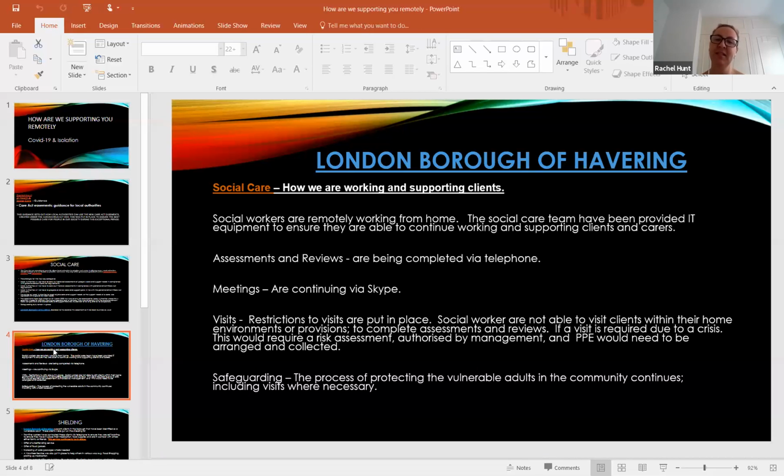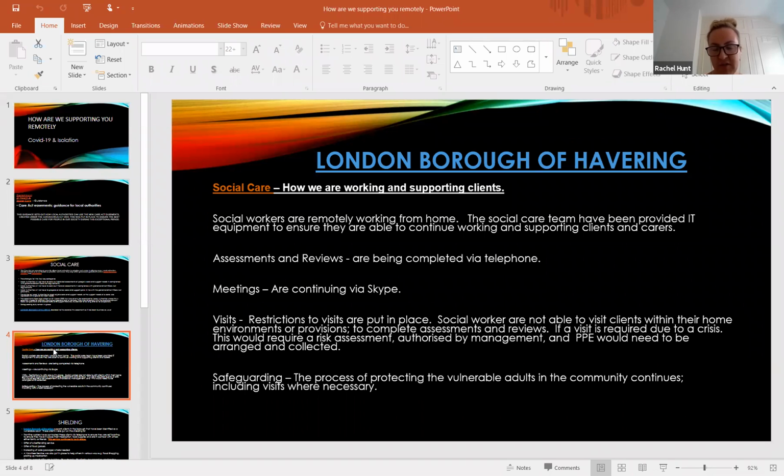What did this mean in terms of working in London Borough of Havering and supporting the community? Social care, how we are working and supporting our clients. Social workers are working remotely from home. The social care team have been provided IT equipment to ensure they're able to continue working and supporting clients and carers. Assessments and reviews are being completed via telephone. Meetings are continuing via Skype.